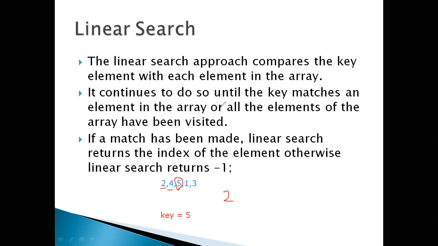Now, if the key would have been 7 instead of 5, then what would have been done? This method would have searched for 7 in this array. The first element is not 7, then it would have proceeded to the second element, it is not 7, then the third, not 7, then the fourth, not 7, then the fifth, not 7, and since all the elements are visited, it would have returned -1 instead of 2. So this is how the linear search approach works.